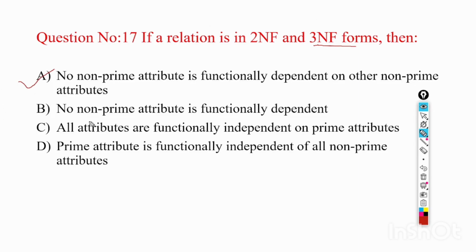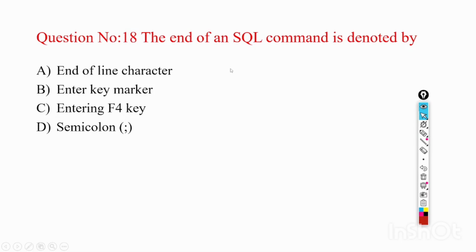So here student ID depends upon department ID, and department ID depends upon department name. The department name indirectly depends upon student ID. This we call a transitive dependency. In 3NF, we are removing this type of transitive dependency. The correct answer is option A. The other options are incomplete statements.